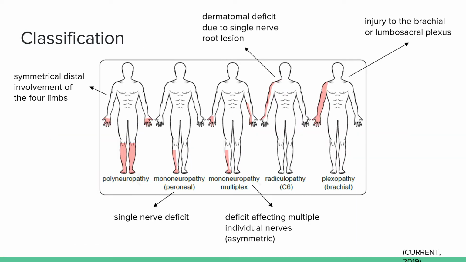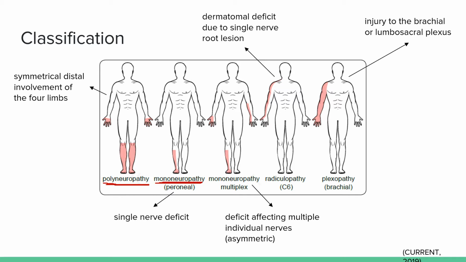We can classify peripheral neuropathies depending on the pattern of involvement of the disease. First, we have polyneuropathy. It's a symmetric distal involvement of the four limbs. And then mononeuropathy, when there is only a single nerve deficit. In these two, it can be sensory, motor, or both.